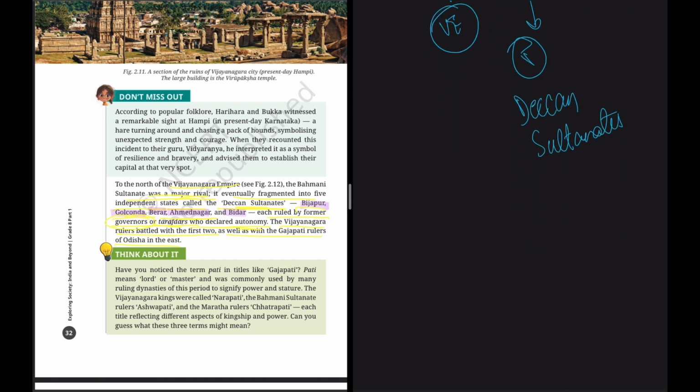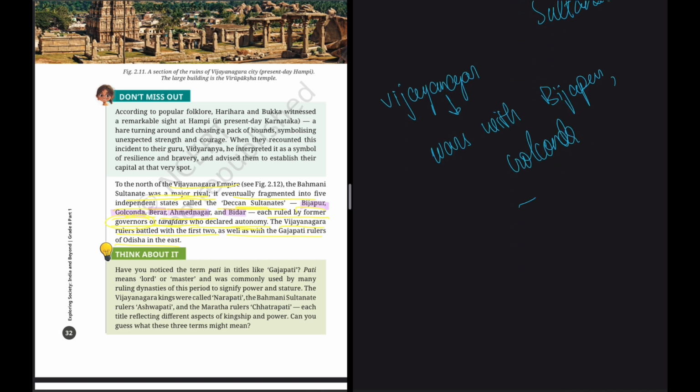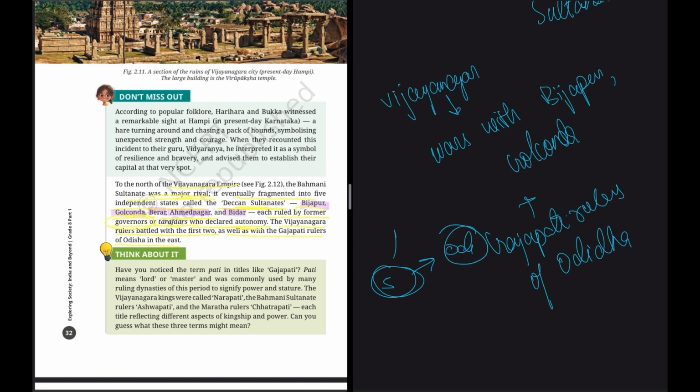So basically the Vijayanagara rulers who ruled over this Vijayanagara Empire had wars with both Bijapur and Golconda. They had wars with these two, plus with the Gajapati rulers of Odisha, which was in the east. So basically Vijayanagara was in the south and they fought wars with those in Odisha and also with the people in the north, that is Bijapur and Golconda.